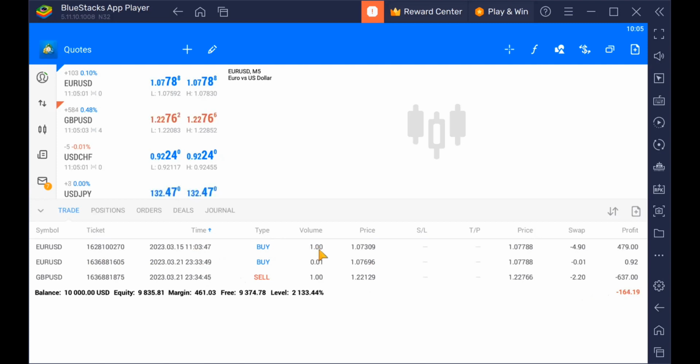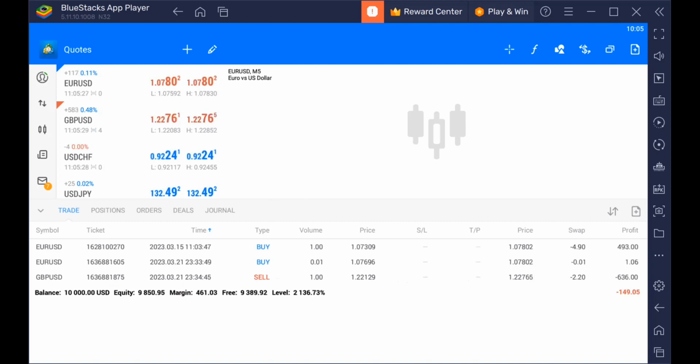This one is 1.0 lot size, and this one is 0.01 lot size. We spoke about lot size yesterday. Then we have GBP USD running on sell, and we have only one standard lot size. We'll talk more about all these numbers in the next lesson, but for now, we are just interested in market order.